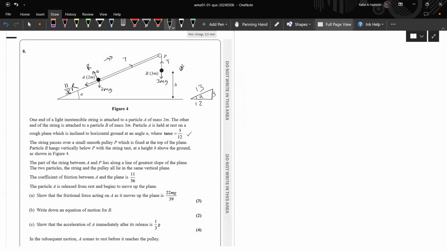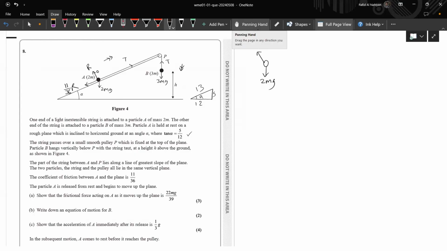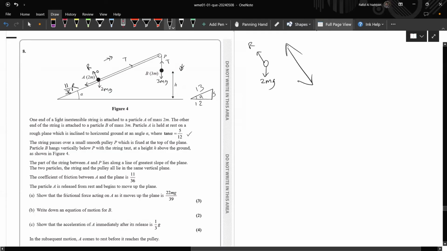What is going to be the reaction force? If I consider the particle here, I know that the downward force is 2mg, and there's a reaction force here. I can see that there is no movement of this particle perpendicular to the plane. So there's no movement in this direction. So this reaction must be equal to this component of the weight. And I know that this angle is alpha due to geometry. If this is alpha, this is also alpha.